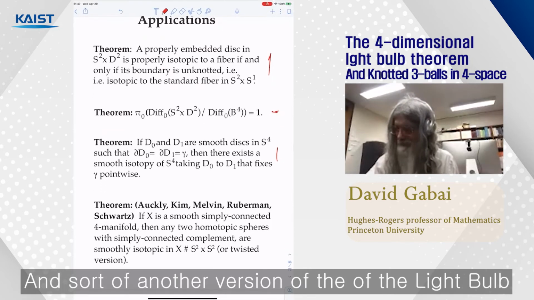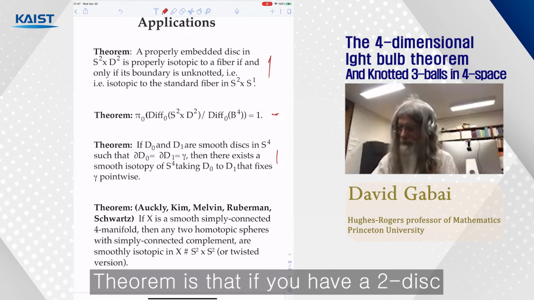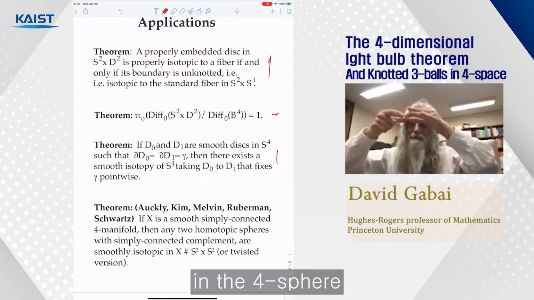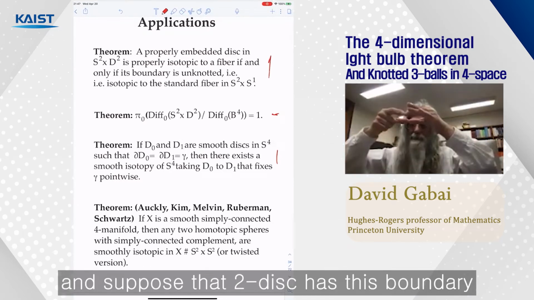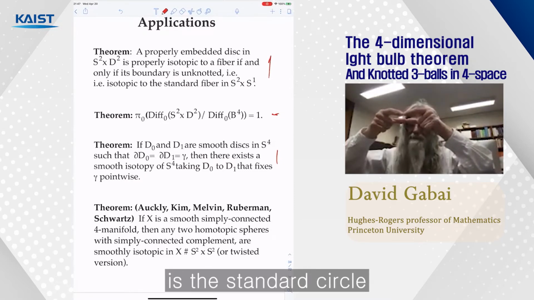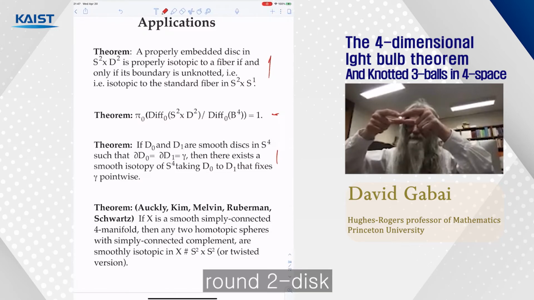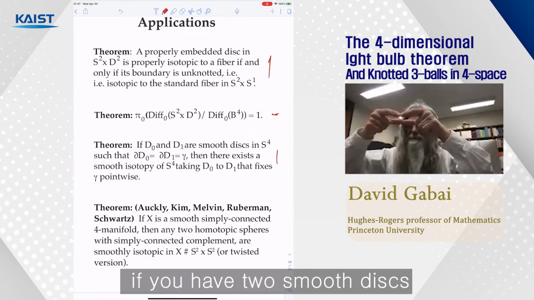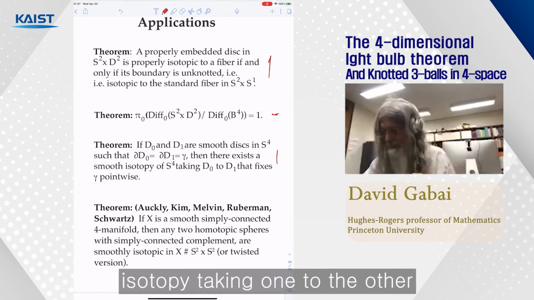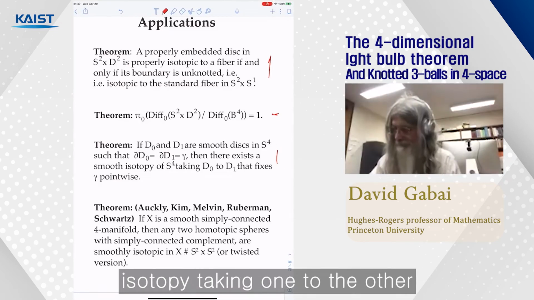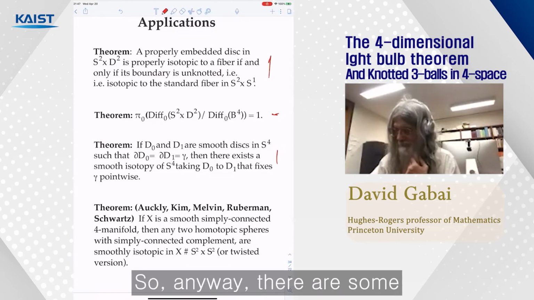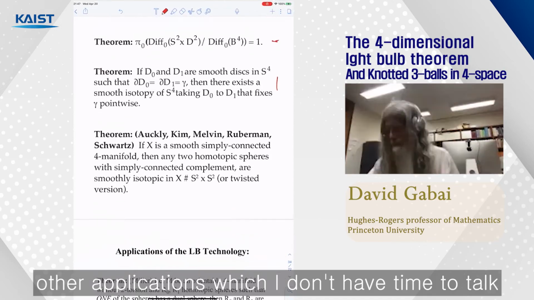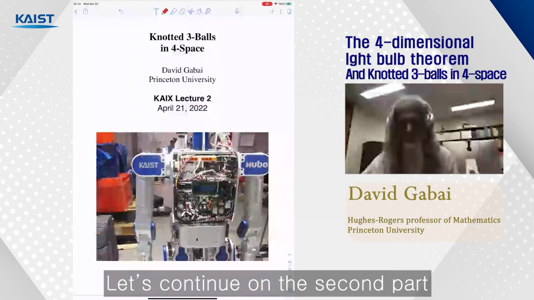And another version of the light bulb theorem is that if you have a two disk in the four sphere, and suppose that two disk has its boundary the standard circle, so the standard circle bounds the standard round two disk. The light bulb theorem says that if you have two smooth disks, then there's a smooth isotopy taking one to the other, fixing the boundary pointwise. Anyway, there are some other applications which I don't have time to talk about. Let's continue on the second part of the lecture.